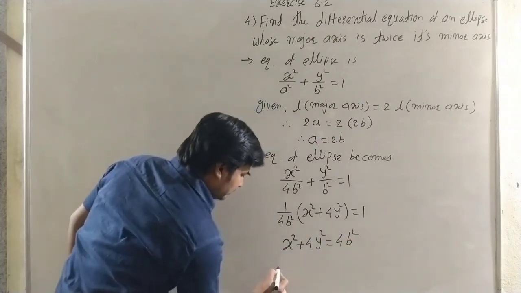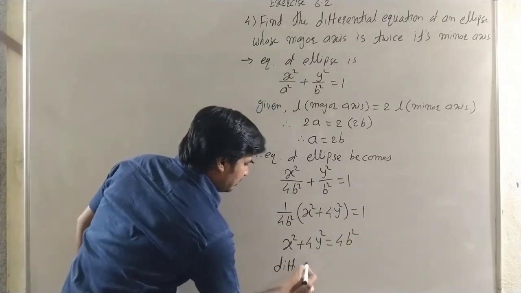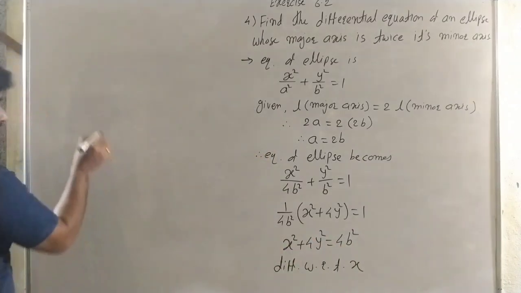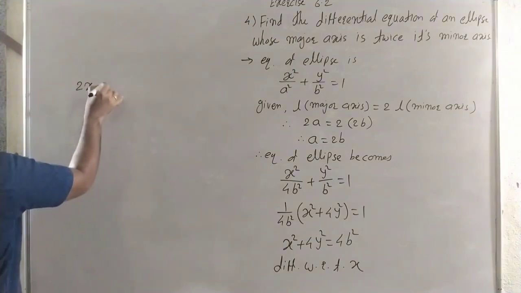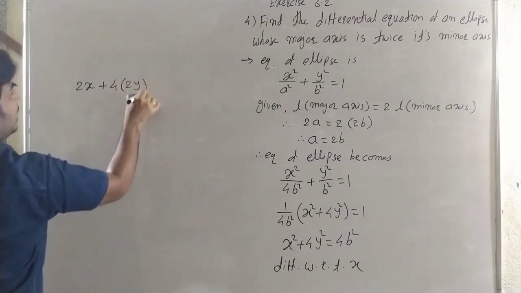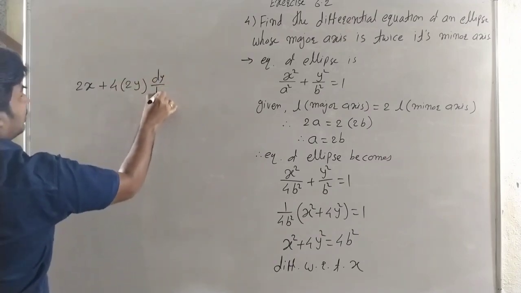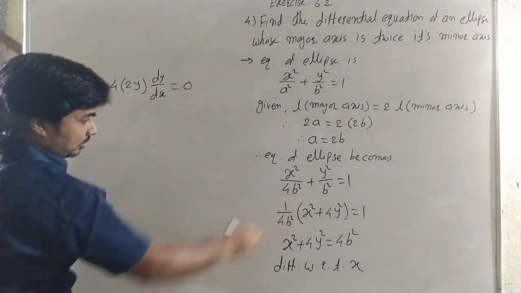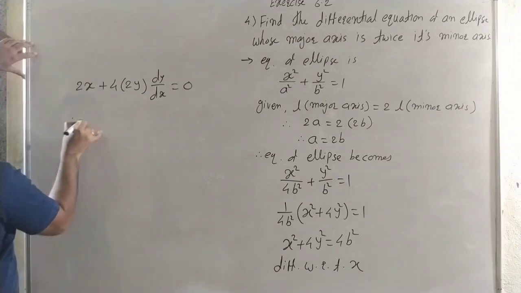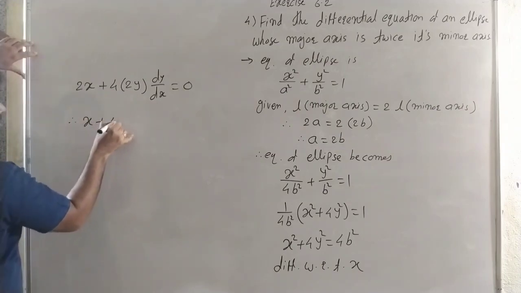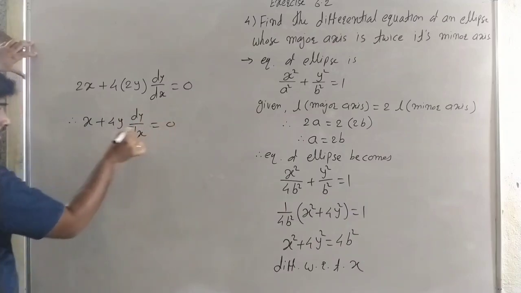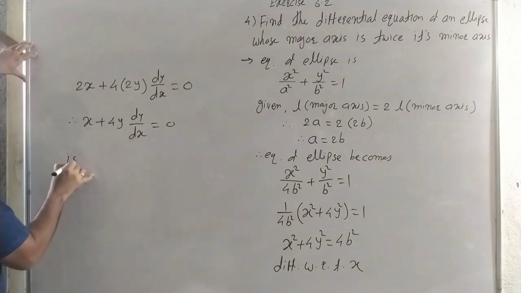And now differentiate with respect to x. Then we get the derivative of x square, it is 2x, plus the derivative of 4y square, it is 4 as it is, and the derivative of y square is 2y dy by dx, is equal to 0. The derivative of 4b square is 0. Now here we take 2 common, therefore x plus 4y dy by dx is equal to 0 is our required differential equation.